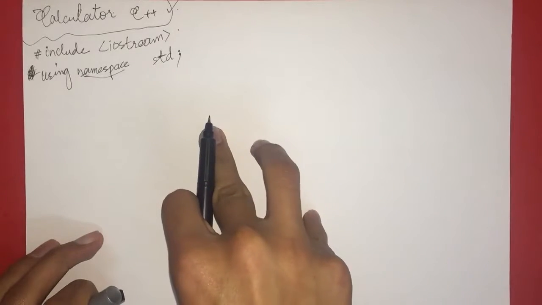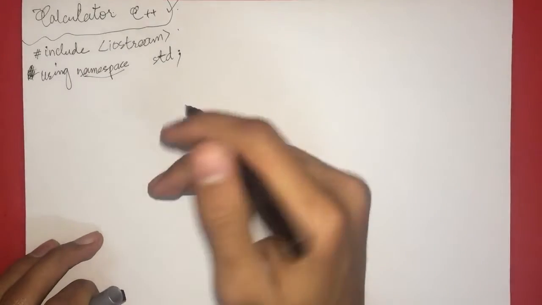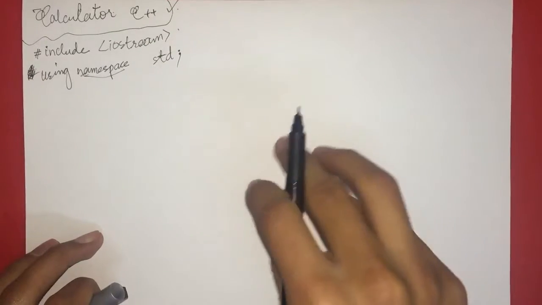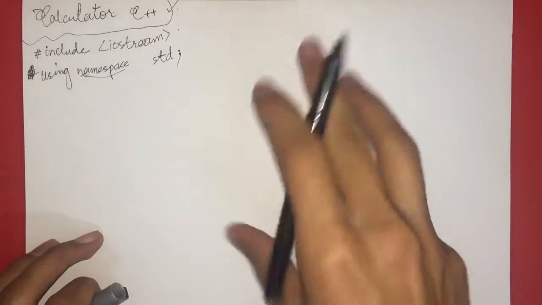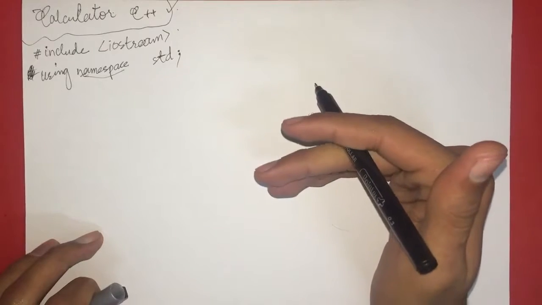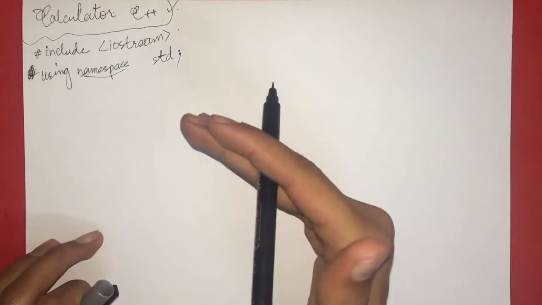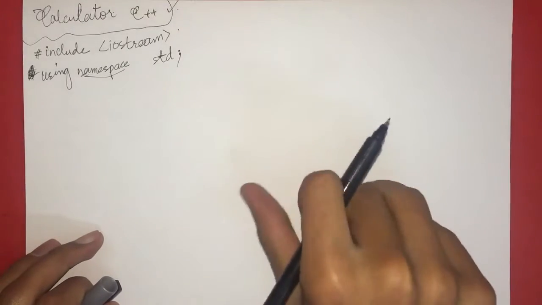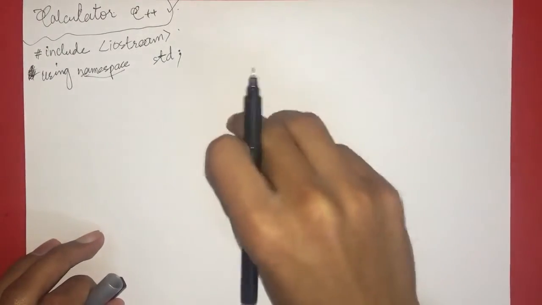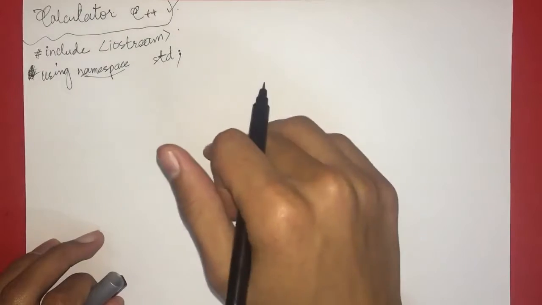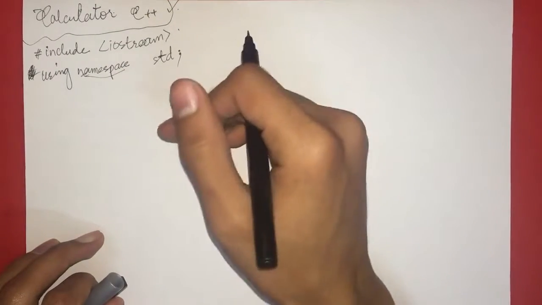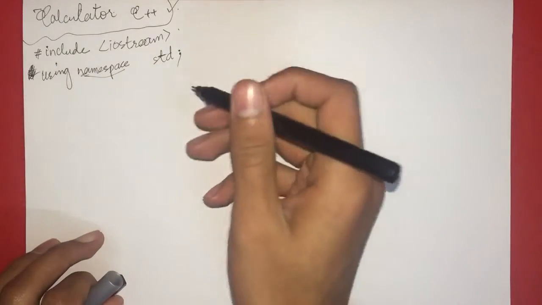write the code. When it takes the parameters from the main function, it executes the code in the calculator function. It calculates the sum, the difference, the multiplication, and the division, and then it returns the cout, the output. It should output according to the operator and the operands the user has input. So that's a lot of talking right here.